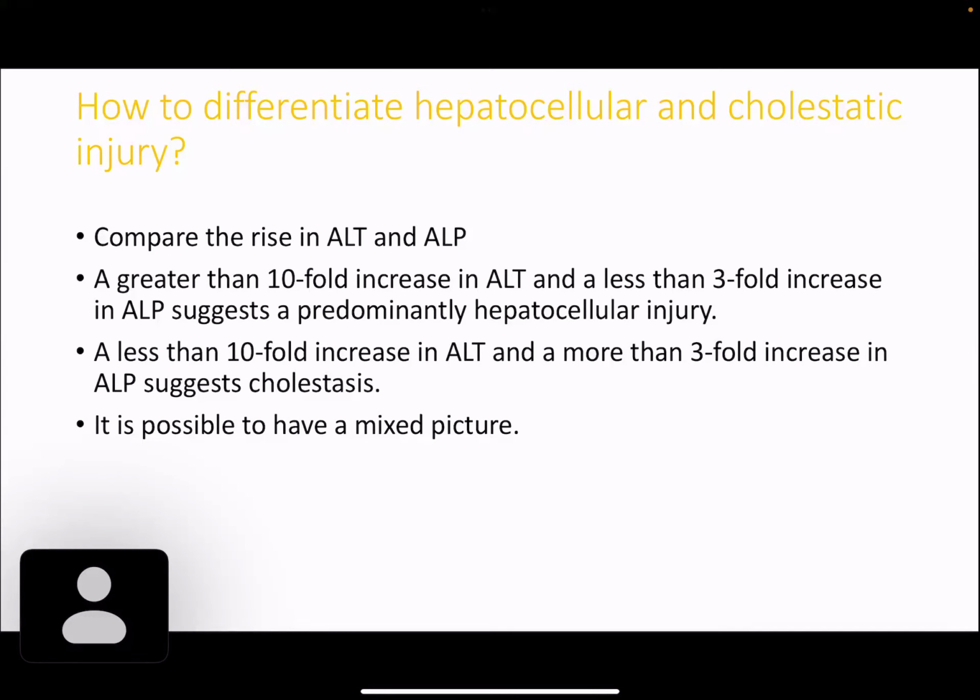Can you mention some conditions that cause intrahepatic cholestasis? Anyone? Anyone can answer this question through chat? Intrahepatic causes of cholestasis. Yes?